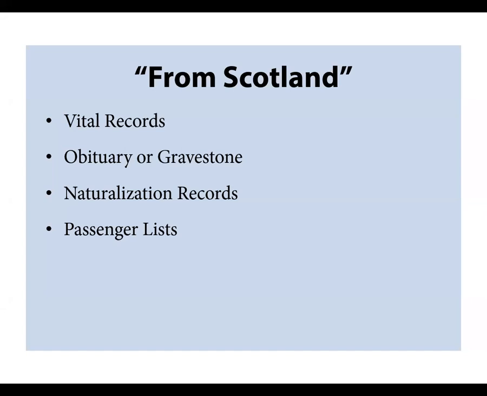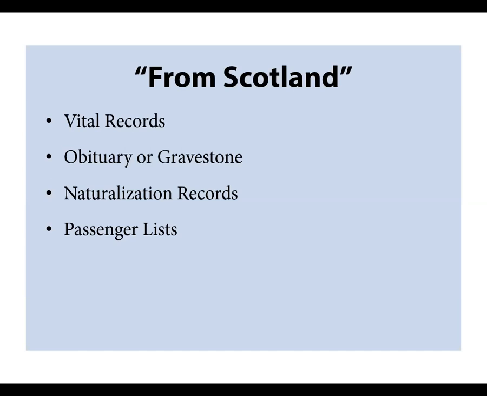Naturalization records start in 1791. You start to see more exact places in naturalization records by the 1840s and 1850s, whereas the earlier ones might just say simply the United Kingdom. And then, of course, passenger lists.